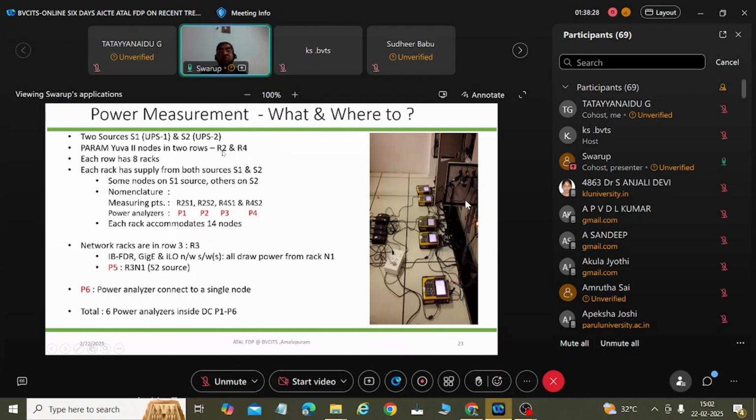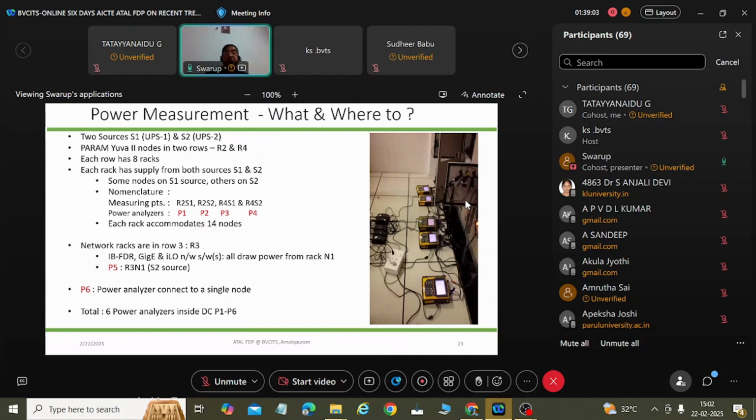Right? 4 measurements. Even if it is 2 rows, for each row I have to measure the entire row, R2 and R4. So each row has 8 racks. If the rows are horizontal, now I'll take vertical. In each row there are 8 racks. That means 16 readings I am going to get if I go for each and every rack in that particular entire row.